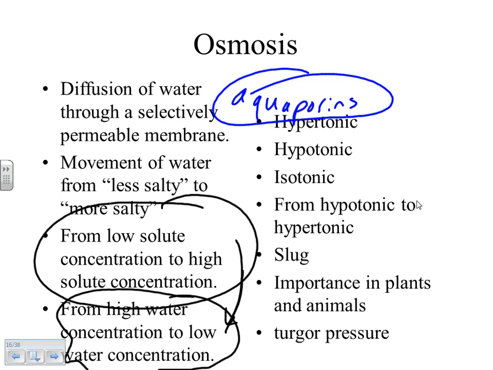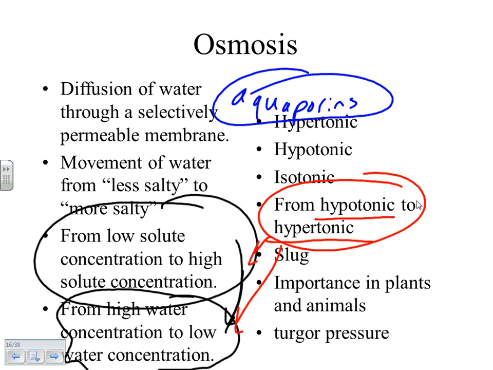So yet a third way of defining osmosis is that osmosis is the movement of water from hypotonic solutions to hypertonic solutions. And again, you should see that this statement is exactly the same thing. It's saying the same thing as these other two. They're all saying that water is moving from where there's a higher concentration of water to a lower concentration of water, or from where there's less solutes, less solute concentration, to where there's more solute concentration.